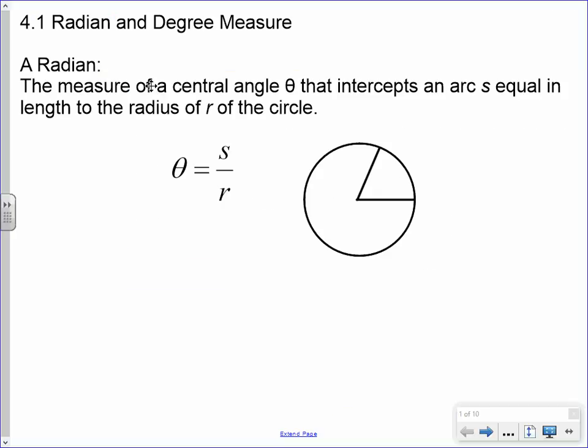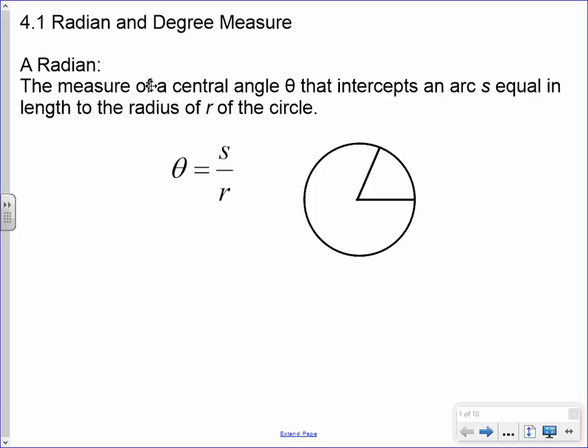Started with, what is a radian? Okay, last year you talked about radians and degrees. You all are very comfortable with degrees. Radians, probably still not as comfortable with. By the end of this trig unit that we'll do, you'll be very comfortable with radians because it's what we're going to use more than degrees.